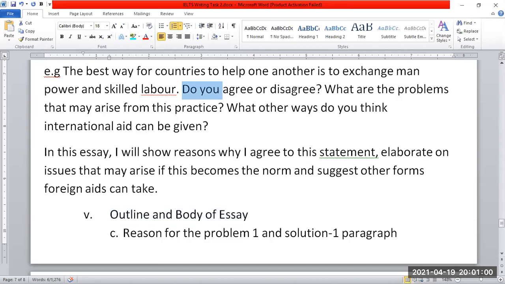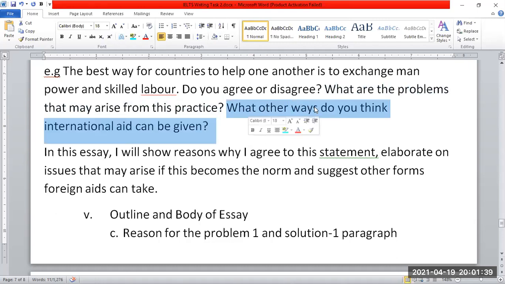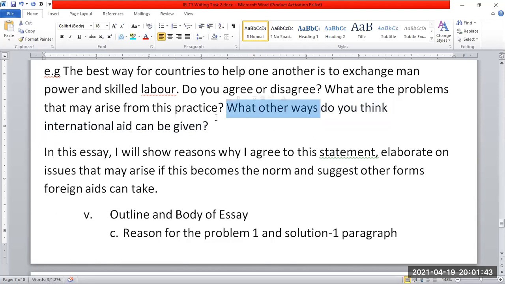Now, for example, this one says, do you agree or disagree? If you like, you can give two reasons why you agree or disagree, and you can give one. The reason is that there is no indication of number here. You can give one, you can give two reasons. But here, there's an indication of number, which means at least you've got to give two problems that may arise from this practice. Two must be given. All right. Here also, there is an indication of number. You must give two other ways. Two, at least two. So your outline would probably have one for question 1, 2 for question 2, 2 for question 3. So pay attention, and then you develop it like that.